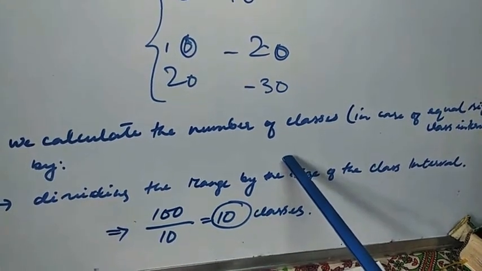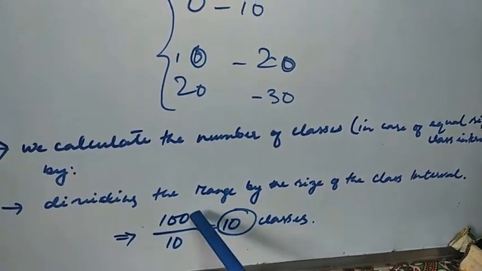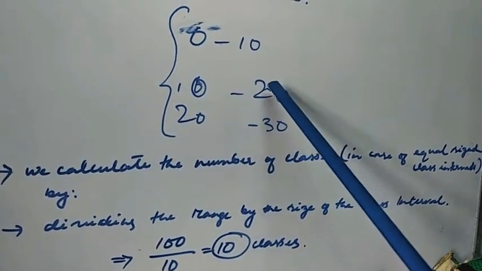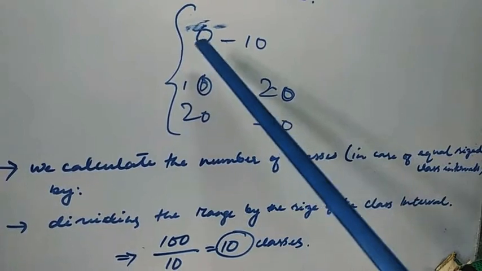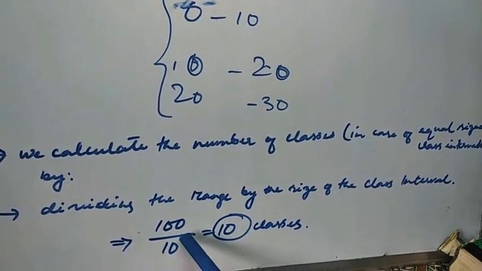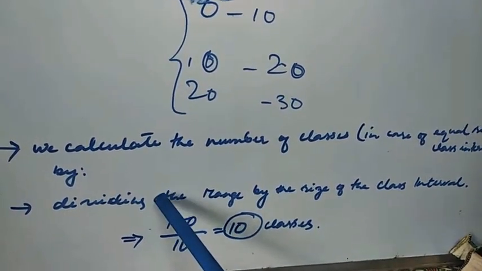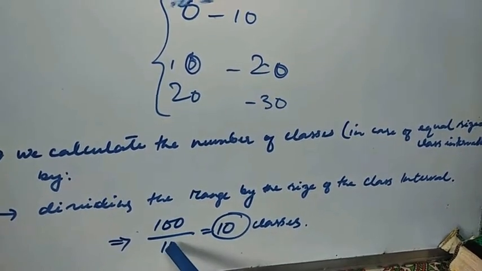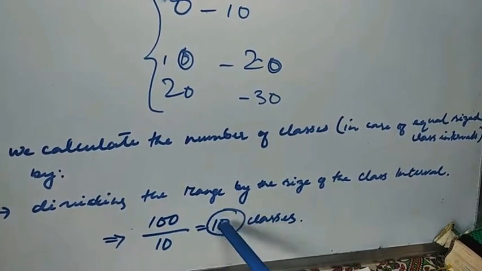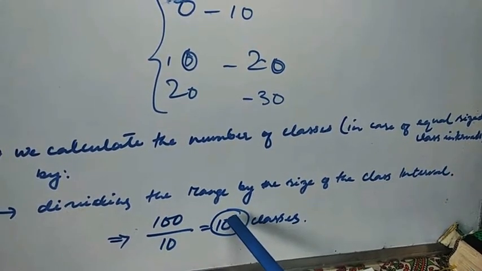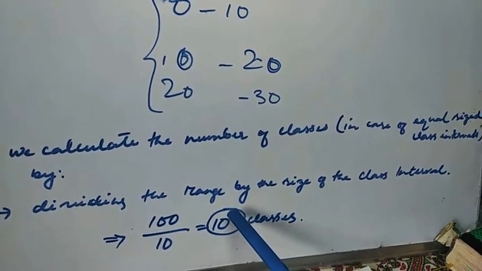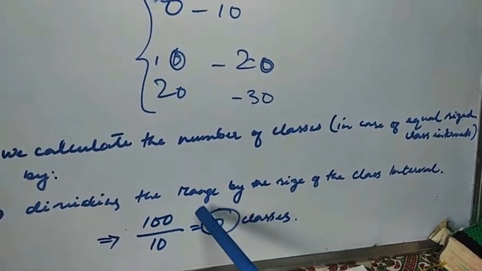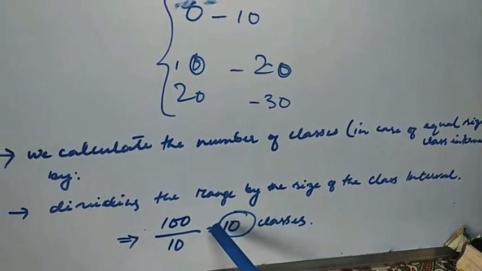So when we calculate the range, we get 100. And your class interval was 10. Class interval is the difference between the upper limit and the lower limit. So we get 10 as the class interval. To find out the number of classes, we divide this range by the class interval. When we divide this, we get 10. So we find out that when we are using an equal size class interval, we can find out the number of classes. That is 10 in the case of table 3.1.